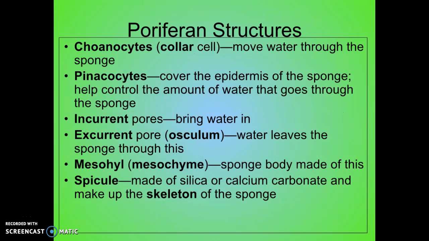Some other structures: collar cells or choanocytes move water through the sponge. Porocytes help control how much water goes through the sponge. Incurrent pores bring water in. Excurrent, ex means out, and that is also called the osculum, and that's where water leaves. The mesenchyme or mesohyl is the sponge body. It is made of, for lack of a better word, a spongy material. And then spicules are the different parts of the structure or skeleton of the sponge.